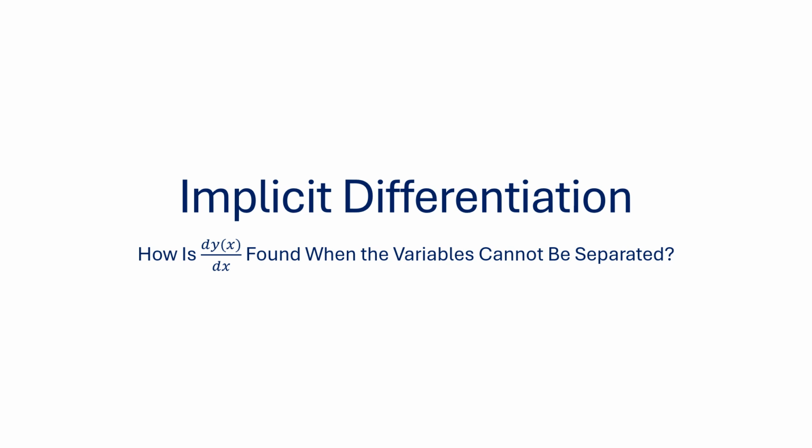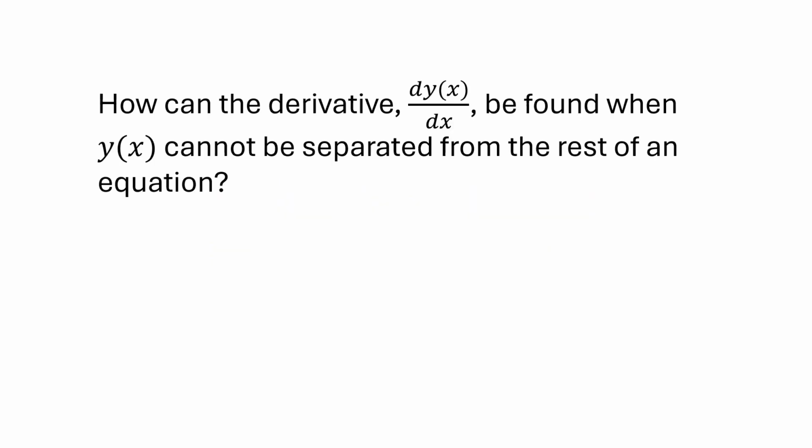This video is on implicit differentiation, that is, finding dy/dx when the variables cannot be separated. How can the derivative dy/dx be found when y of x cannot be separated from the rest of an equation?